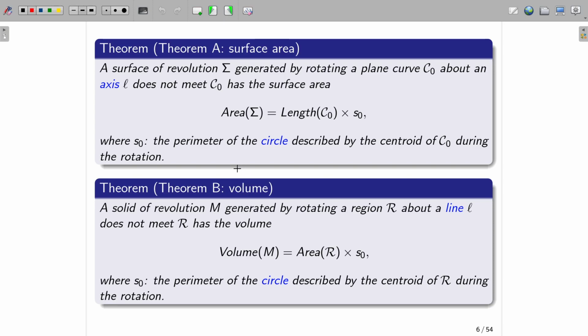The other one I call theorem B. We calculate the volume of the solid of revolution M, which is generated by rotating a region R about a line L which does not meet R itself, and it has the volume as follows: the volume equals the area of the region times the perimeter of the circle described by the centroid of R during the rotation. Those 2 results are quite standard, and I believe you can find them in a calculus textbook.